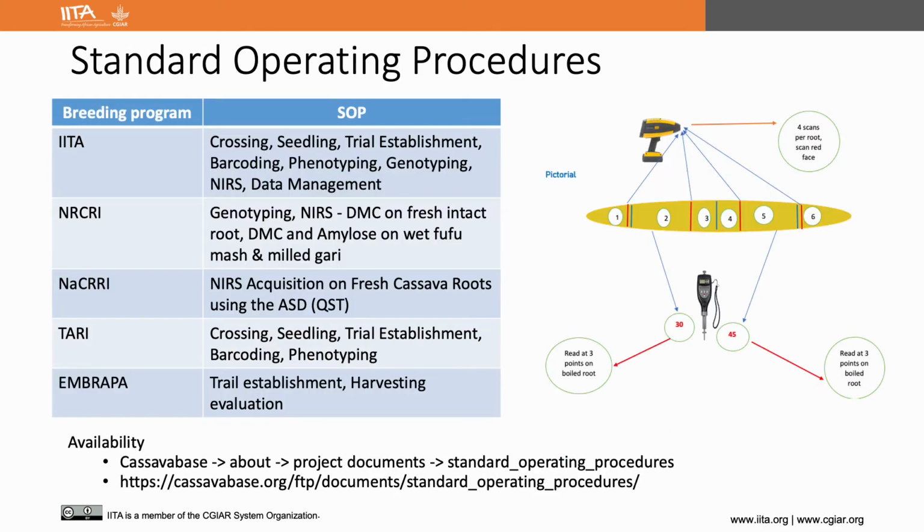We work on developing standard operating procedures for different areas of research. This is the list of SOPs developed from different breeding programs, and they are available on CassavaBase for the global cassava community. We have experienced that SOPs play an important role, as they help the breeding program to easily perform any specific task by following step-by-step instructions. This is an example of the NaCRRI protocol for phenotyping fresh cassava roots using ASD/QST and phenotyping boiled roots using a penetrometer.